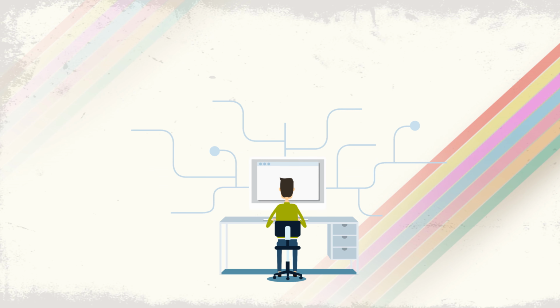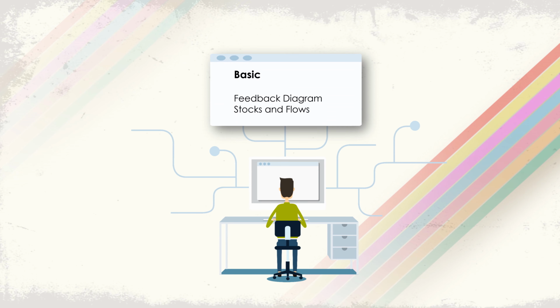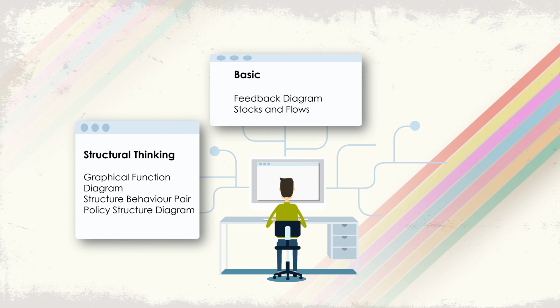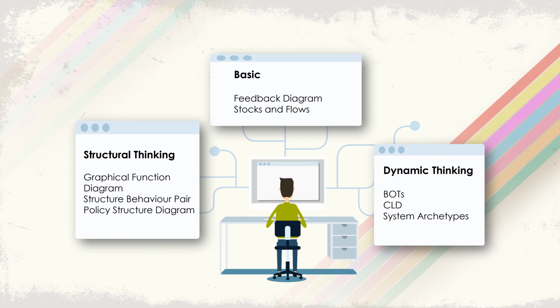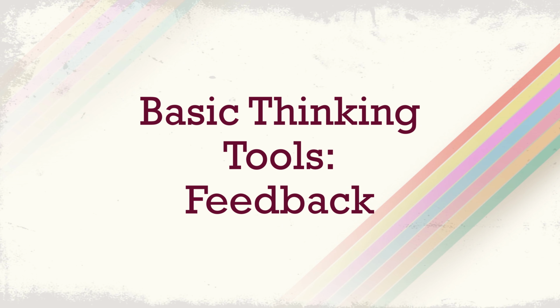There are three types of tools in systems thinking. The first one is the basic tool, which includes the feedback diagram and stock and flows. The second one is structural thinking, including graphical function diagram, structure behavior pair, and also policy structure diagram. And the third tool is the dynamic thinking, which involves the behavior over time graph, the causal loop diagram, and also systems archetypes. So for our lecture, we are going to cover the basic and also the dynamic thinking. So let's look at the first one.